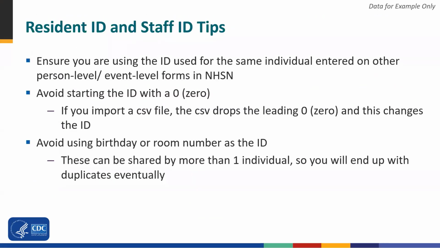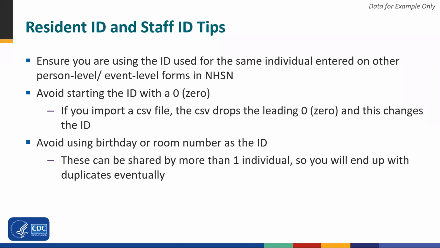Just a few tips and tricks to make this transition to linking to the resident and staff lists easier. You want to try to make sure you're always using the same ID for a single individual as you do on any other person or event level forms in NHSN. Secondly, we recommend that if you're using a new ID, that you don't use an ID that starts with a 0, the number 0. This is because if you choose to use CSV import for your data, sometimes there can be some formatting issues where it will drop that 0.